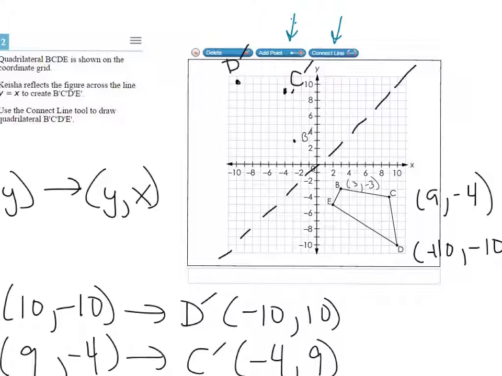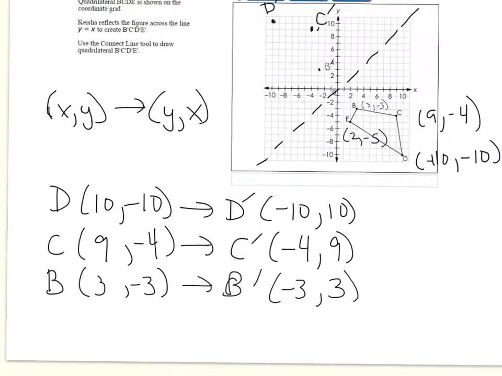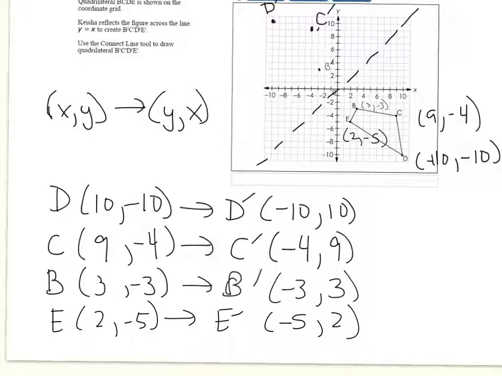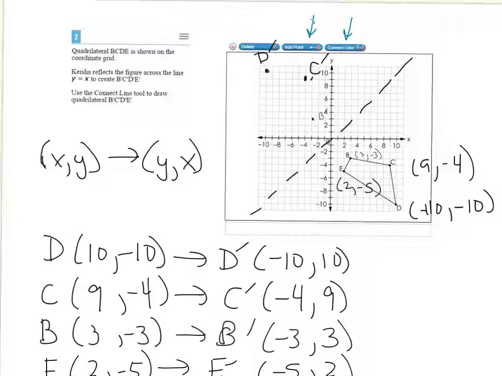E looks to be at 2, -5. So same thing. If I'm turning E, which is 2, -5, into E prime, it would just be -5, 2. So we're just flipping all these around. And so -5, 2 for E prime would be right about here.